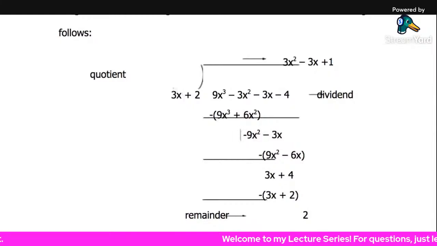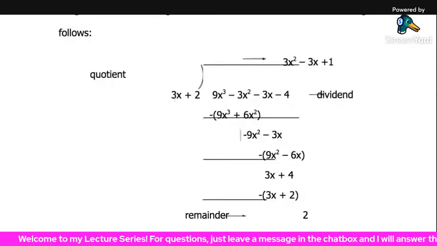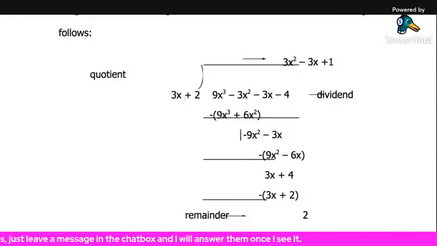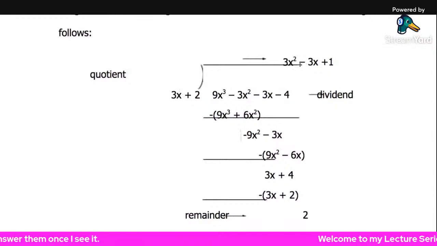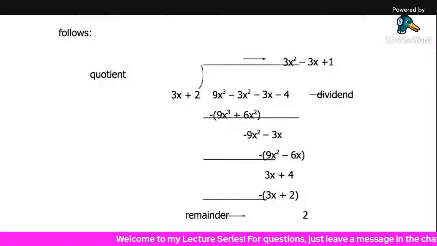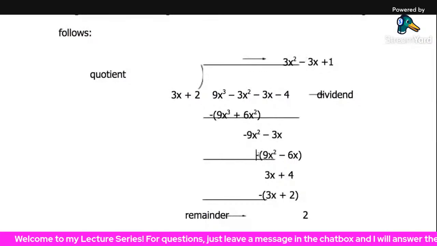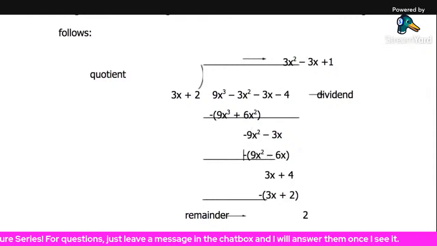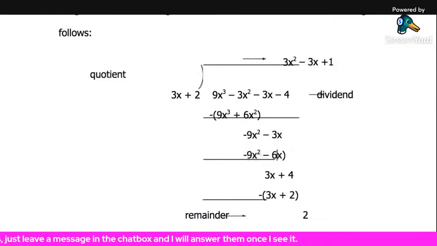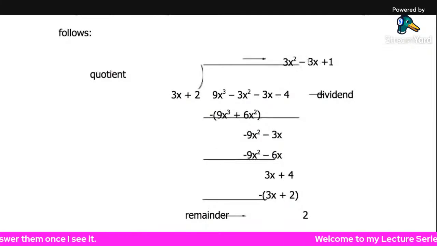So what do we multiply by 3x to get negative 9x squared? We need a negative 9x squared. So since it's 3x, what should we multiply here? We must multiply minus 3x. So let's see. Negative 3x times 3x will give us negative 9x squared. So we achieved what we wanted to happen. Right? So next, we have negative 3x times positive 2 will give us minus 6x.